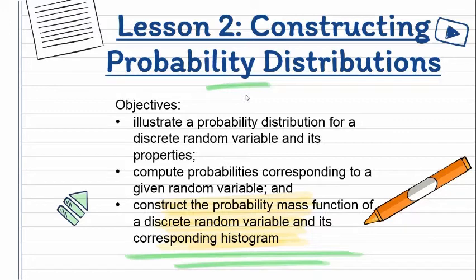We're now on our lesson number 2, that is constructing probability distribution. The objectives for this lesson is first, illustrate a probability distribution for a discrete random variable and its properties. Second, compute probabilities corresponding to a given random variable. Lastly, construct the probability mass function of a discrete random variable and corresponding histogram.